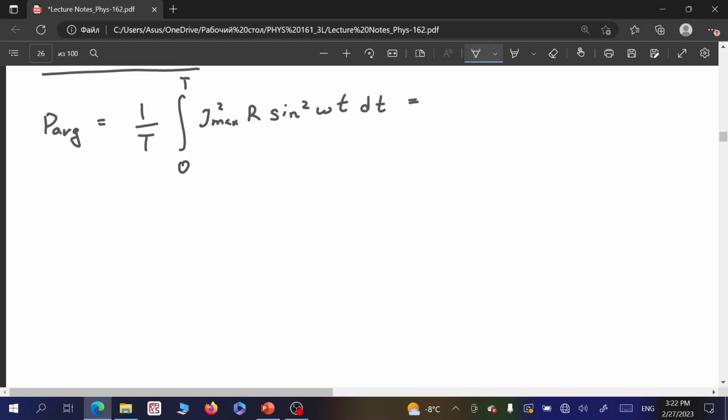So what do we get? We can factor out several parameters: I maximum squared times R divided by T, and the integral from 0 to T of sine squared omega t dt.